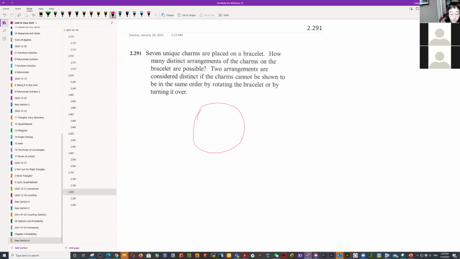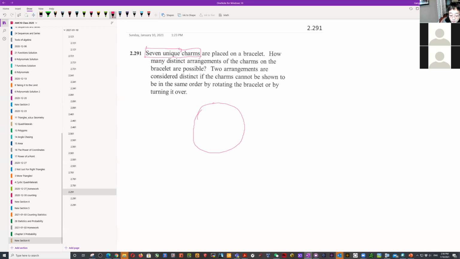Basically, how many distinct arrangements of the charms on the bracelet are possible? Arrangements are considered distinct if the charms cannot be shown to be in the same order by rotating the bracelet or by turning it over. So basically, we need to put 7 unique charms.